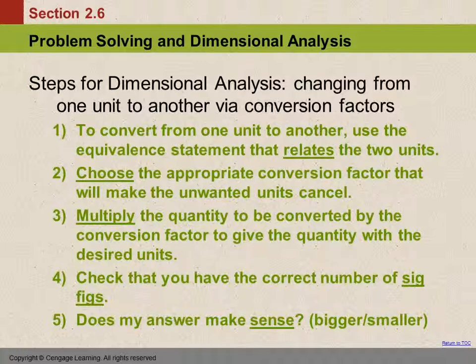Choose the appropriate conversion factor that will make the unwanted units cancel out. From the equivalent statement, you can make 2 different conversion factors. You choose the one that's going to make the units work out. That's how the units tell us that we need to multiply by 12 instead of dividing by 12. Then we do the multiplication. And then always check the number of significant figures at the end.